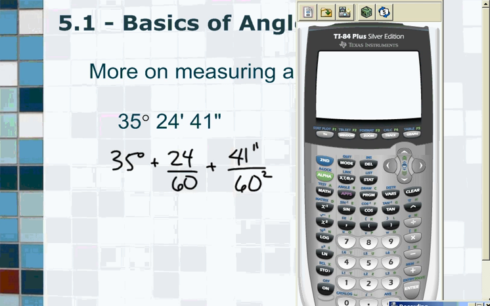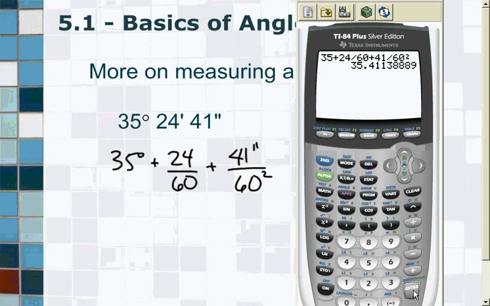Ta-da! There it is. So what you can do is this. For the first one, 35 plus 24 over 60 plus 41 divided by 60 squared. Now, if you press the enter key, you'll get your answer: 35.411388888. It's probably 8 repeating, to be perfectly honest.